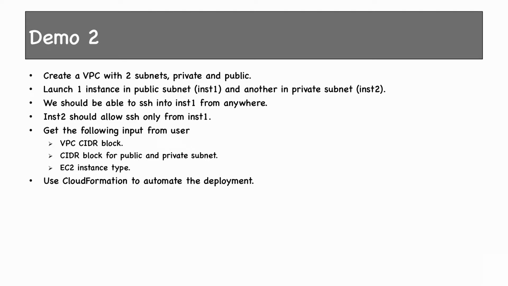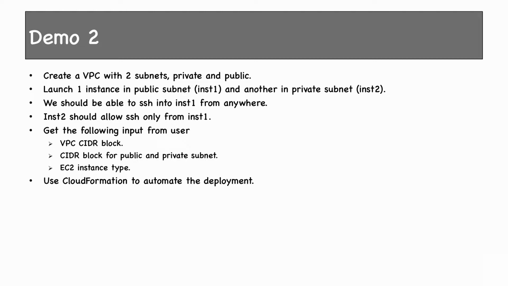Again, demo time. Now what we'll do is we'll create a VPC with two subnets, one private, one public. We'll launch an instance in public and private subnet. We should be able to SSH into instance 1 from anywhere. That means we'll have to create NACL and security groups rule. Instance 2 should allow SSH only from instance 1.